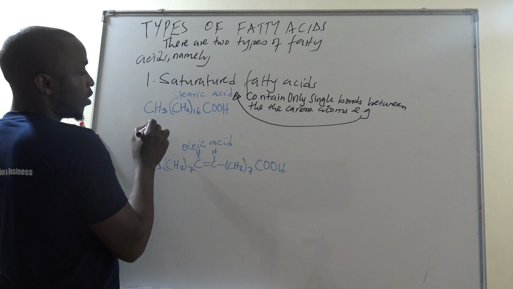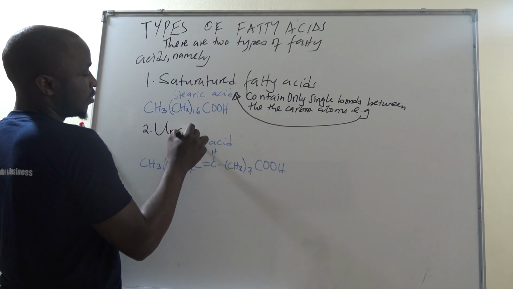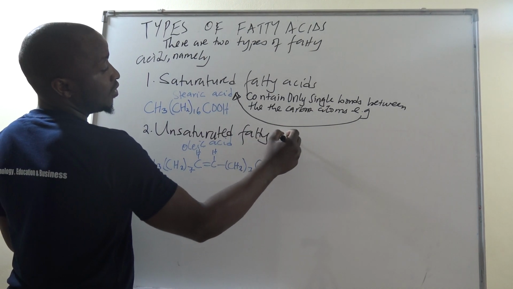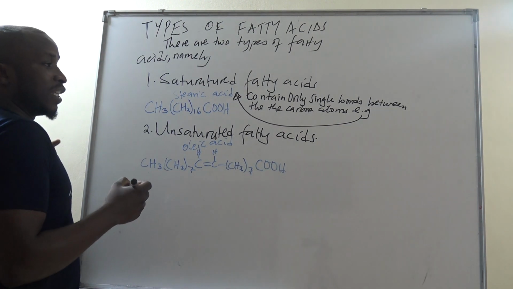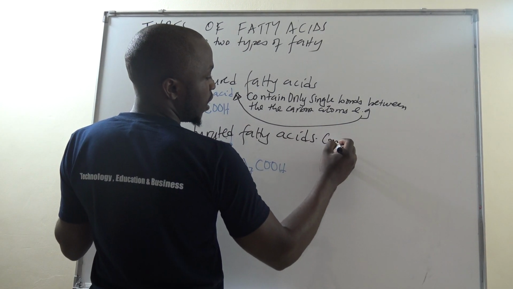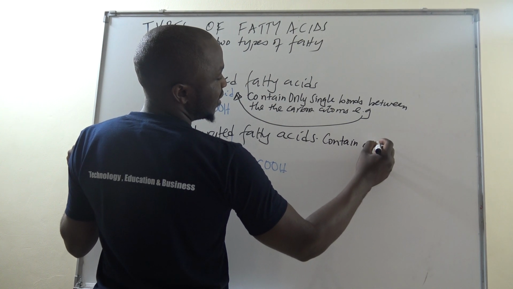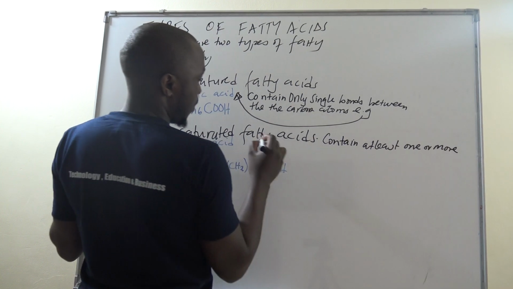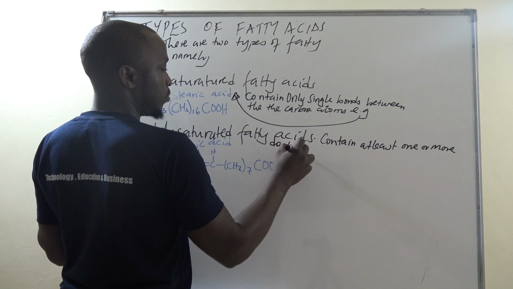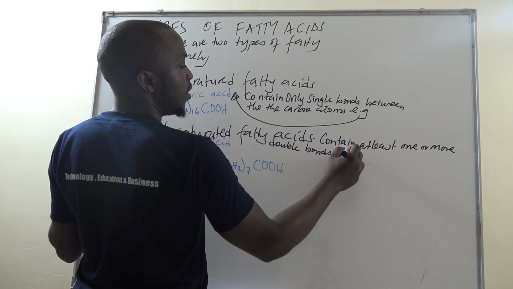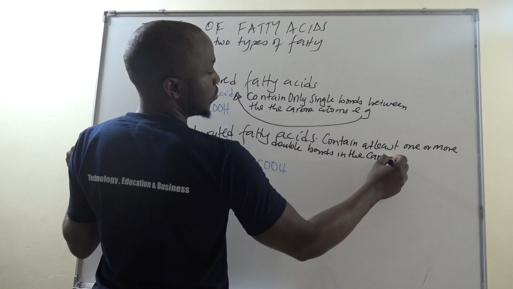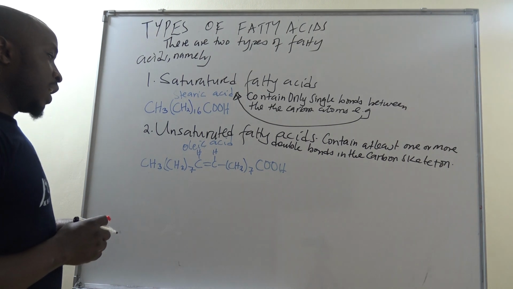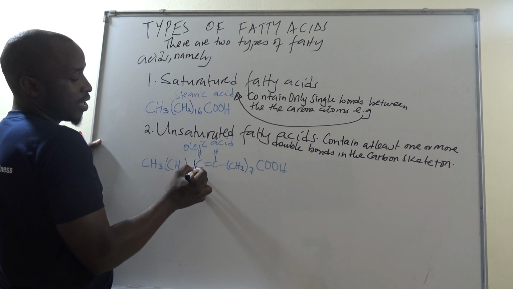So number two are the unsaturated fatty acids. The unsaturated fatty acids contain at least one or more double bonds in the carbon skeleton. So in their carbon skeleton, there is a double bond. We can see it here.